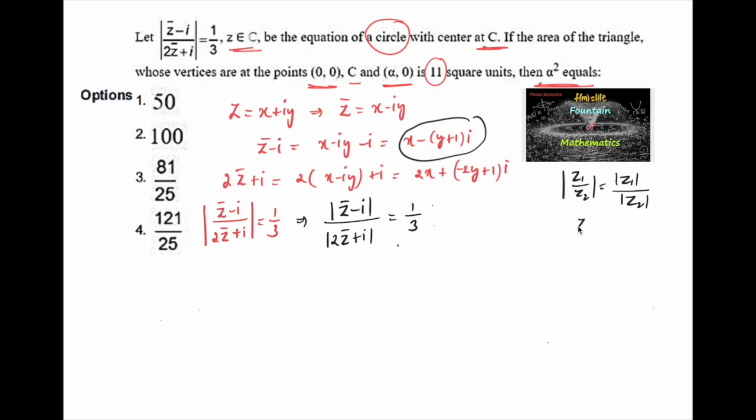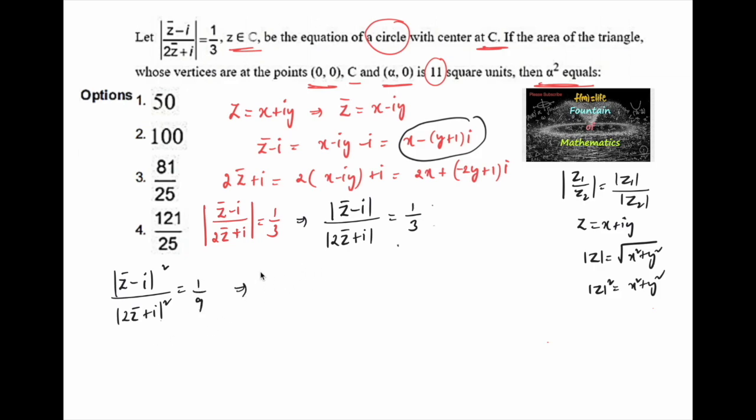And also if z is equal to x plus iy, then mod z is equal to the square root of x square plus y square, and mod z square is equal to x square plus y square. So let's do squaring on both the sides. So we can write mod z bar minus i whole square divided by mod of 2z bar plus i whole square is equal to 1 upon 9.